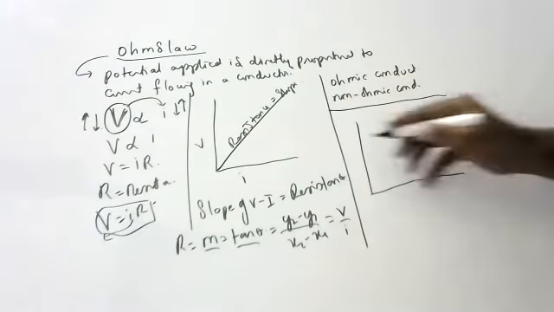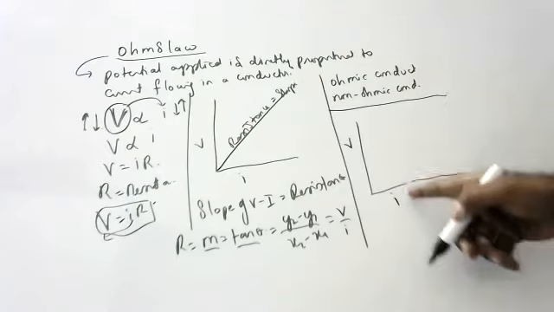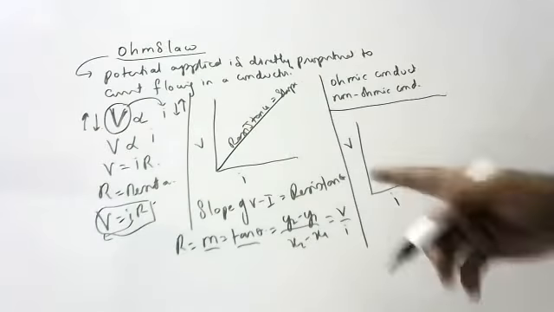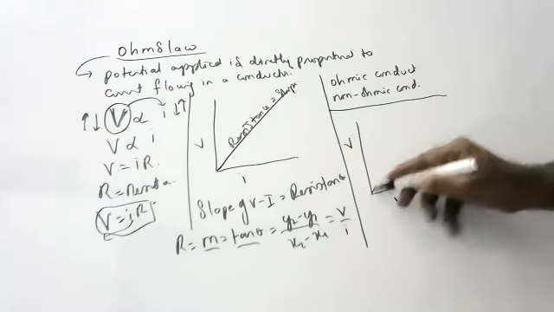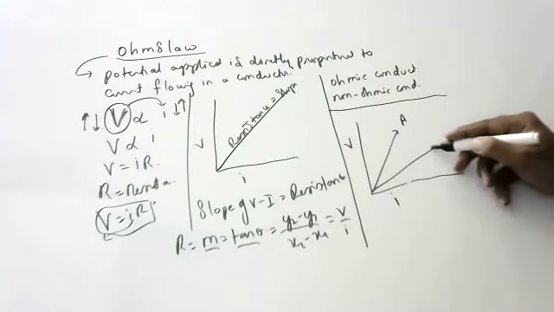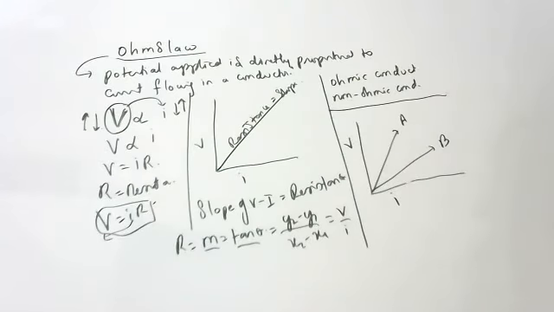They will give a graph of V and I. V here, I here, I can also keep it the other way, children. There is no hard and fast rule that I should keep it like this only. Two graphs they will give, children. This is A, this is B. They will ask which is having more resistance among A and B. So children, remember an easy method.